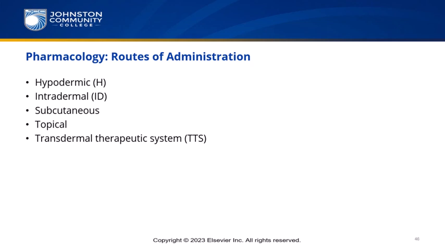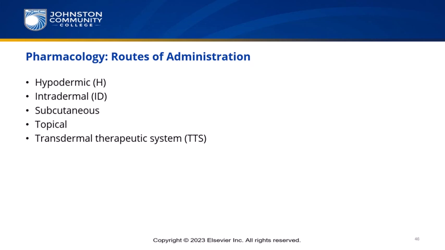Pharmacology, routes of administration. Because the skin is the initial protective barrier, in order to administer medications, they will either need to be in, on, under, or through the skin. First, we have hypodermic. Remember, hypo means under or below, so this is pertaining to under the skin. Then we have subcutaneous, also pertaining to under. Sub, meaning under, below, under the skin. Then we have intradermal, meaning pertaining to within the skin. Remember, intra is our prefix for within.